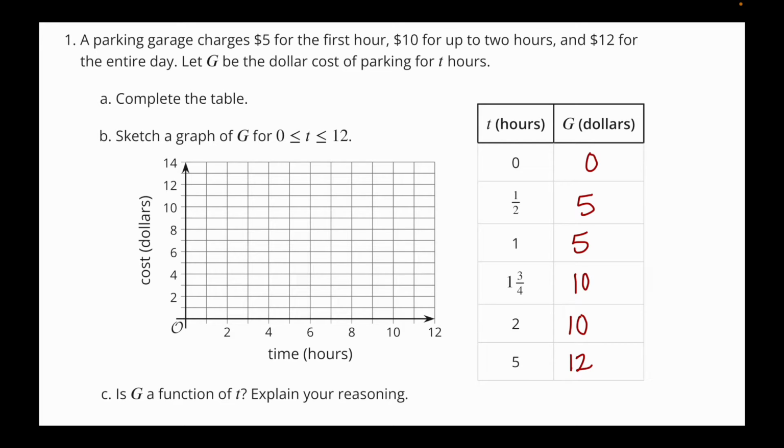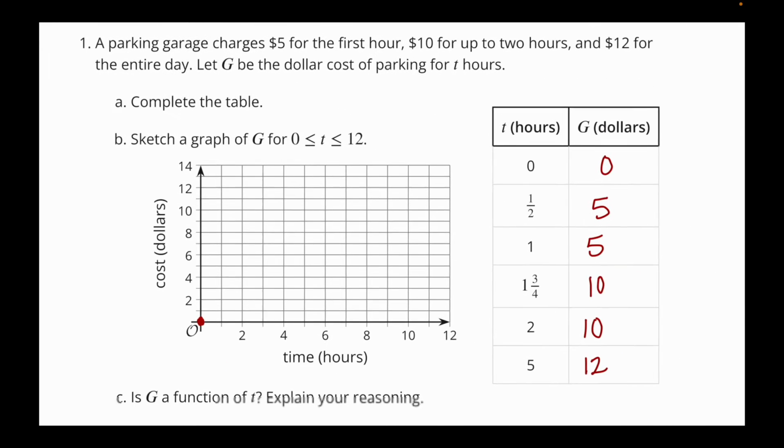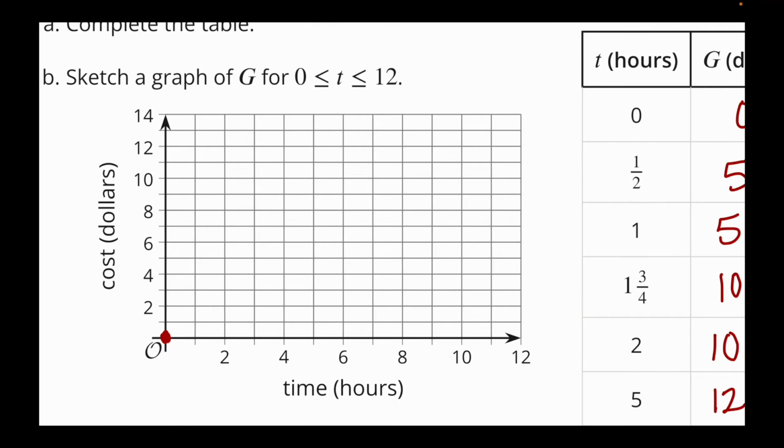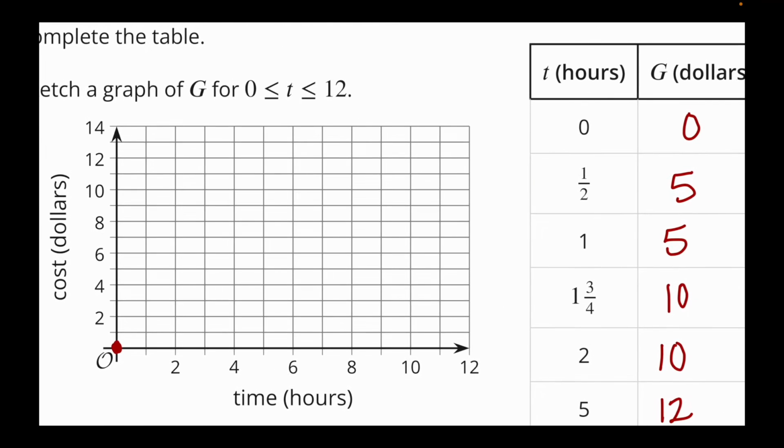So that's our table. Now we want to sketch this graph for the time between 0 to 12 hours. And you'll notice my table doesn't go up to 12 hours though. So let's start with 0, 0. I'm going to place that on my graph right here. Oops. Here on my tablet, but it scrolled everything with it. Okay, so now we have 1/2 at 5.